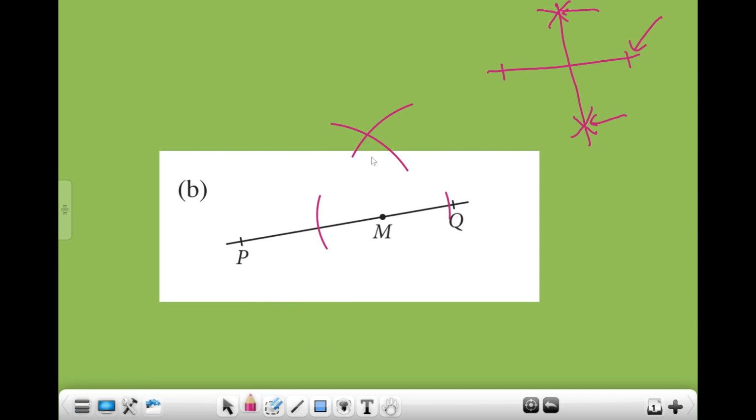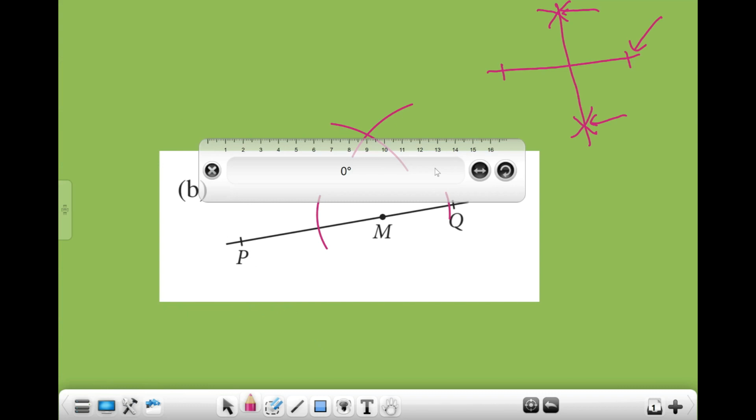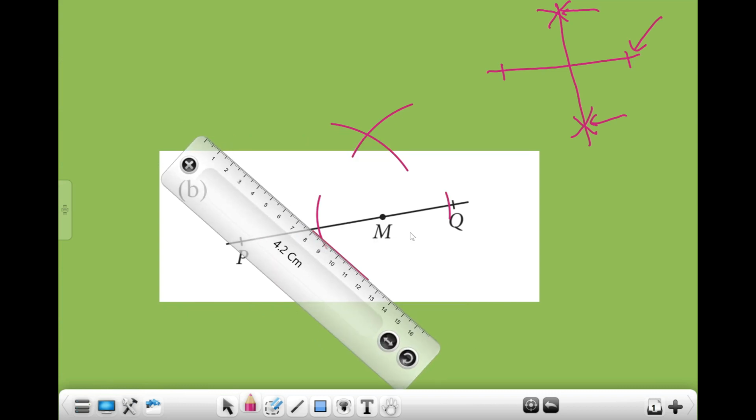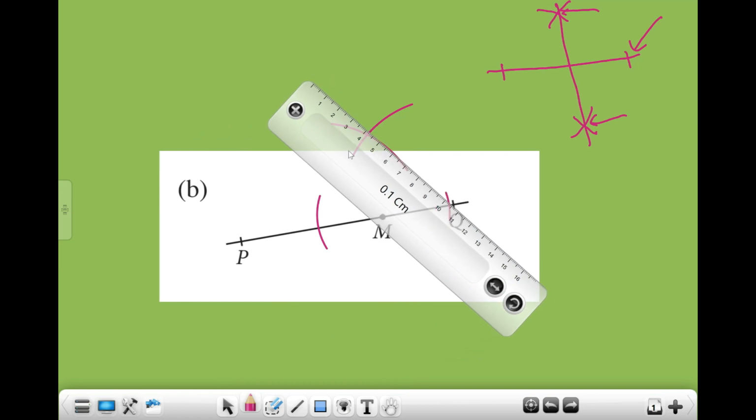Take out your ruler now. Move it. Oh, I think I can draw like that. Hold on, I move here. It's not easy to adjust the ruler here.